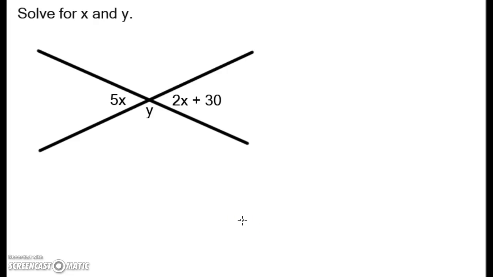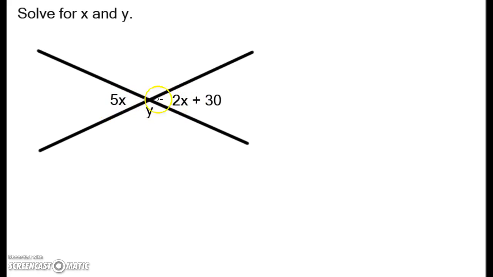So this question is unique. We haven't seen one like this. This one is asking us to solve for both x and y. So we're going to have to actually do a couple of things. The first thing we should do is set up an equation where we know two pieces.